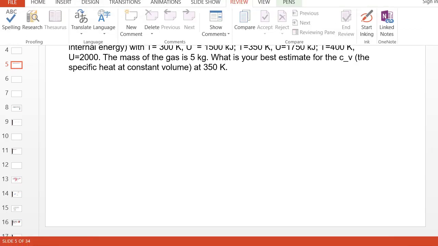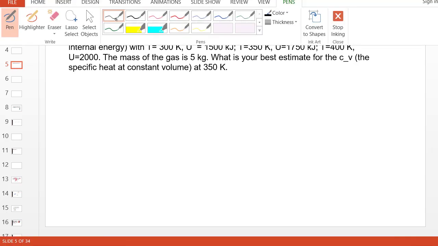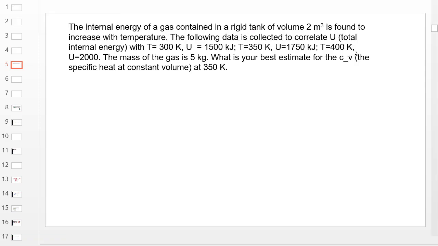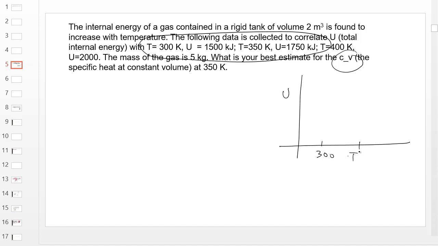Hello and welcome. In this problem, we have been asked to determine the value of specific heat, Cv, at constant volume for a gas. The data supplied are how U changes with temperature. If you quickly do a simple sketch of how U changes with temperature, you will see that the data given is exactly linear. In other words, U changes linearly with temperature, making the problem very simple to solve.